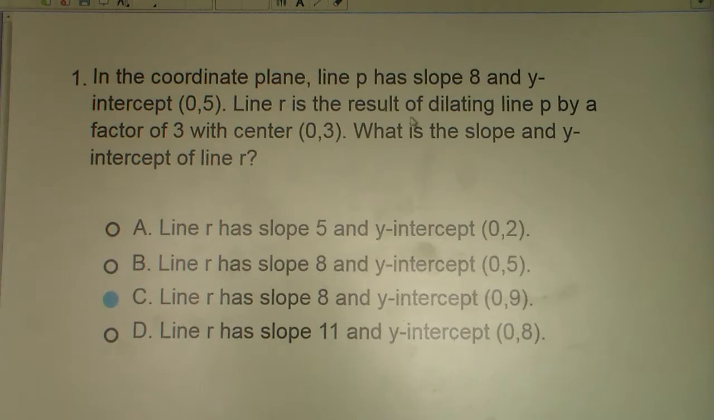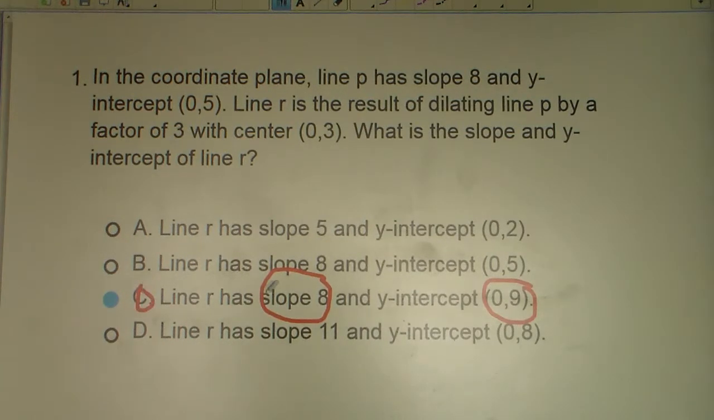But now, line R is a result of dilating line P by a factor of 3. Now, when you have a factor of 3, that means you're making it bigger. Anything bigger than 1, you're making all your coordinates bigger, or it makes the line bigger, and the center is (0, 3). Now our center is going to change. It's going to be 3 times this center point. Now this center point is (0, 3), so 3 times 0 is 0, and then 3 times 3 is 9. So, with that being said, a slope of 8 with a y-intercept of (0, 9), that's our correct answer.